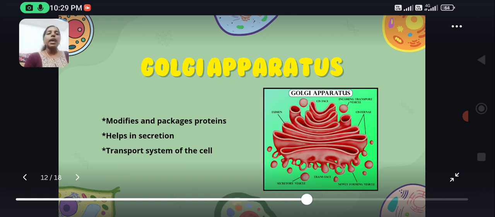Next one is Golgi apparatus. Golgi apparatus is like a sac-like structure. Their main function is secretion. They secrete a lot of enzymes, proteins, etc. They modify and package proteins. They are known as the transport system of a cell. This is about Golgi apparatus. It is also known as Golgi bodies.